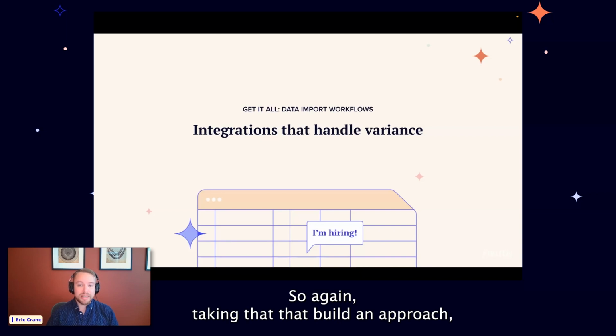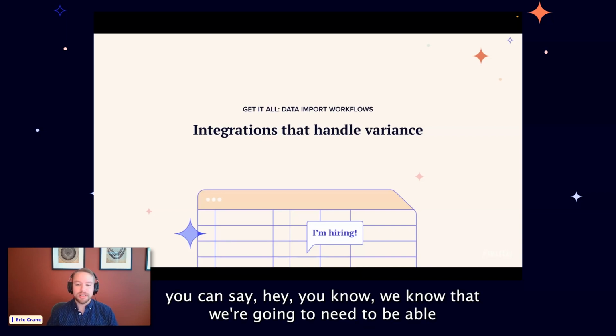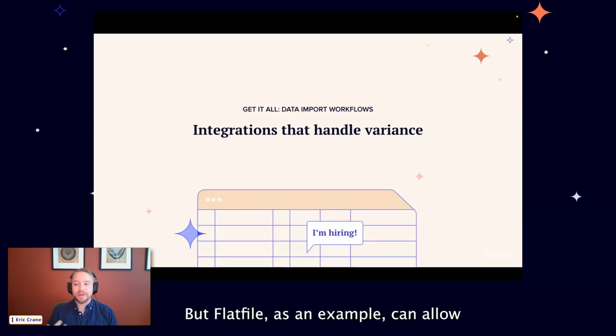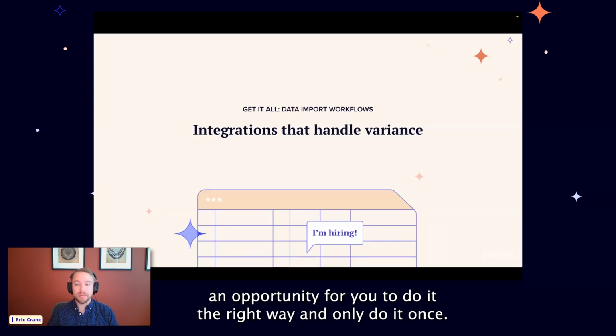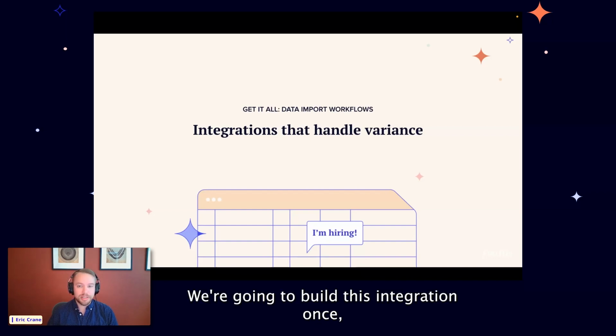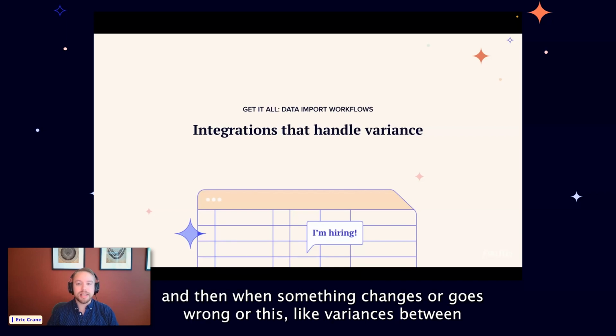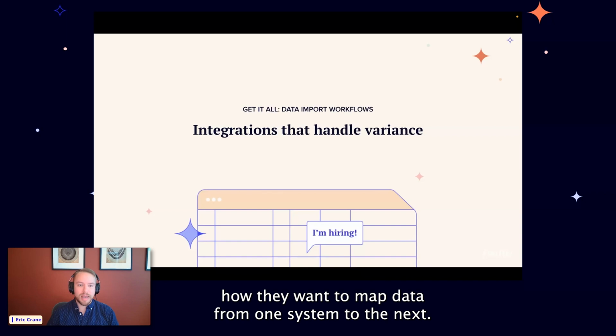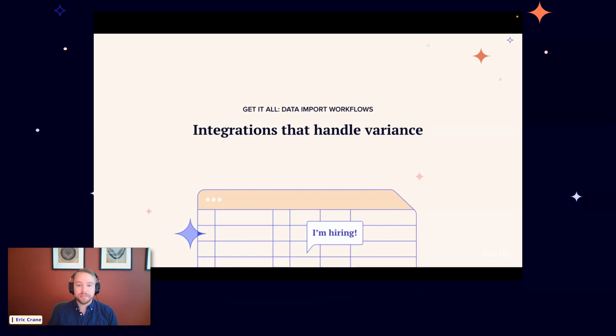So again, taking that build with approach, you can say, hey, we know that we're going to need to be able to integrate this with our API or with the APIs of these two systems. But Flatfile, as an example, can allow an opportunity for you to do it the right way and only do it once, right? We're going to build this integration once. Flatfile is going to live in the middle of this. And then when something changes or goes wrong, or there's variances between different customers, Flatfile is allowing those customers to be able to decide how they want to map data from one system to the next.